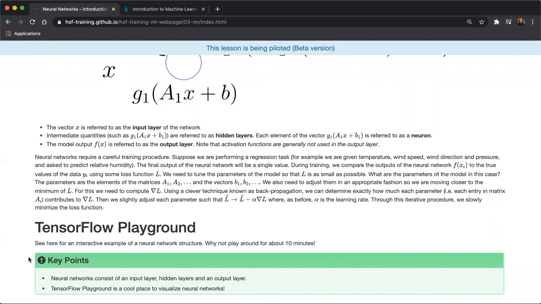That's it for this lesson on neural networks. The key points have been that neural networks consist of an input layer, hidden layers, and an output layer. And that TensorFlow Playground is a cool place to visualize neural networks.